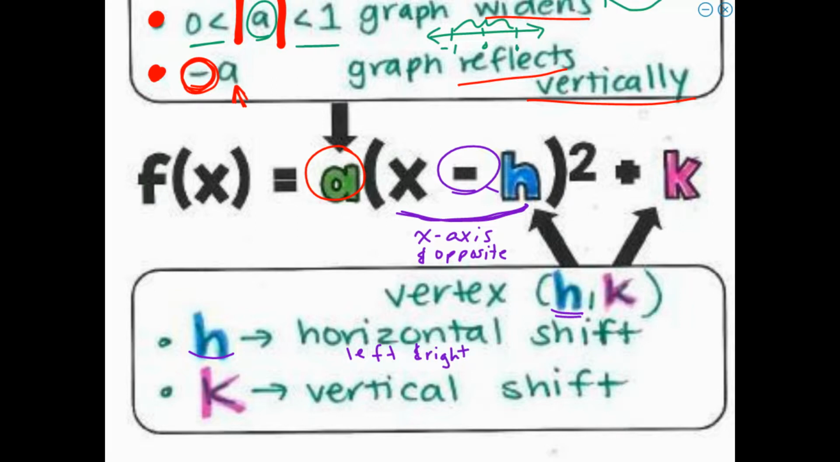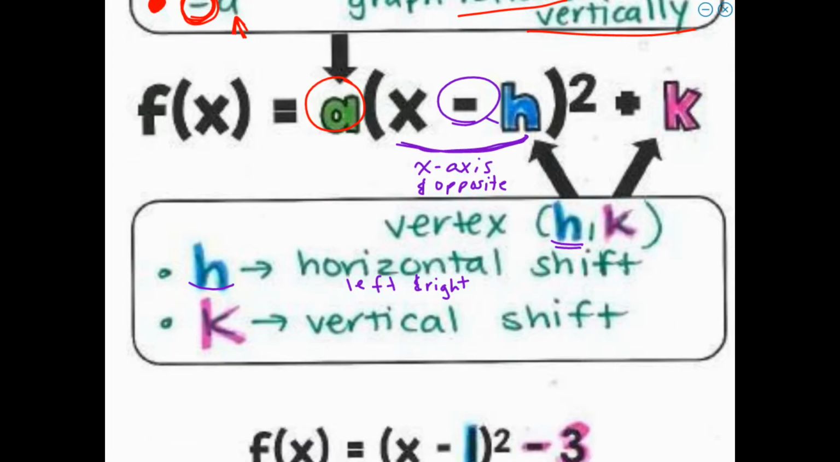Okay. So the h value tells us how it moves left and right. The k that's out here, anything outside the parentheses deals with my y-axis. And it is just what it looks like. It's the same thing. If it's a plus, it's a plus. If it's a minus, it's a minus. It tells me my vertical shift. So it tells me if the graph changes going up and down.